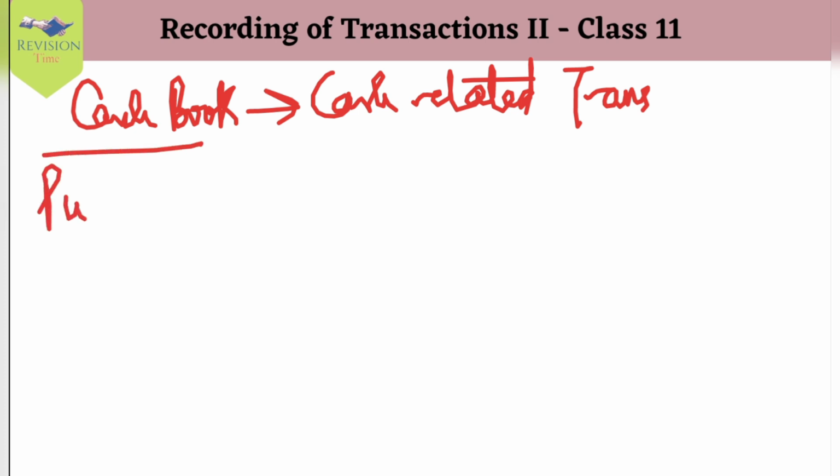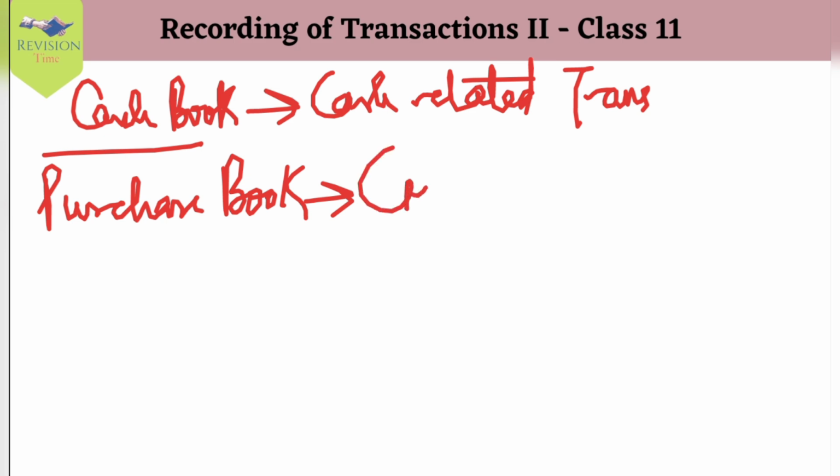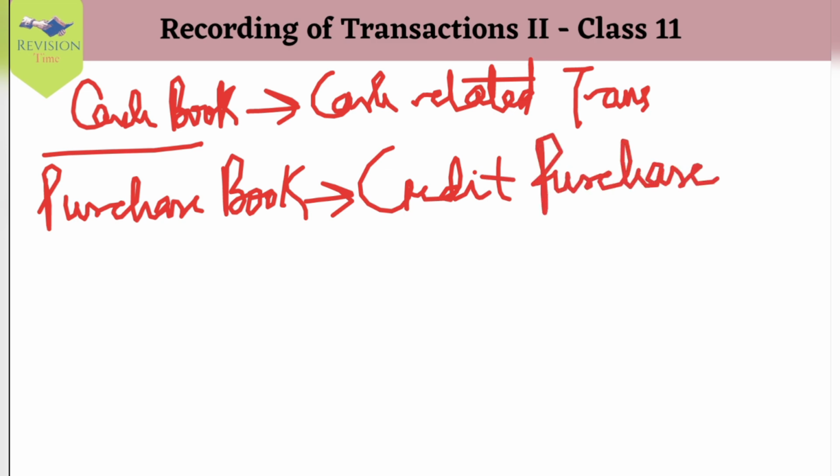Next we have purchase book. In case you are purchasing goods by paying cash, it is normally under the cash book because cash is coming into consideration. But when you are purchasing goods on credit and promising to pay in a future date, all kinds of credit purchases are recorded under this book, that is purchase book.